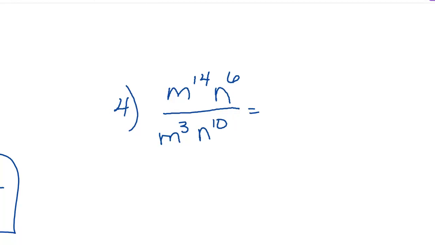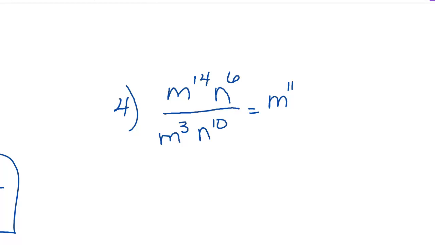Okay, so with this one, we have division. When we divide with like bases, you're going to subtract. You're always going to start with the number on top. So 14 minus 3 is 11. So we're going to have m to the power of 11.